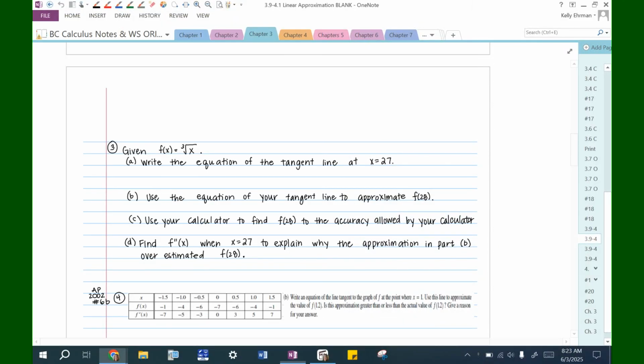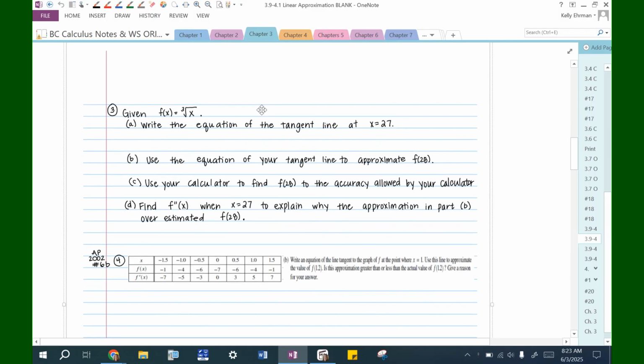All right, we're going to work on pages 2 and 4 of our notes packet for linear approximation, 3.9 to 4.1. And so we're on example 3. Given that f of x is equal to the cube root of x, which I like to rewrite as x to the 1/3, in case I need to take the derivative of that, write the equation of the tangent line at x equals 27.